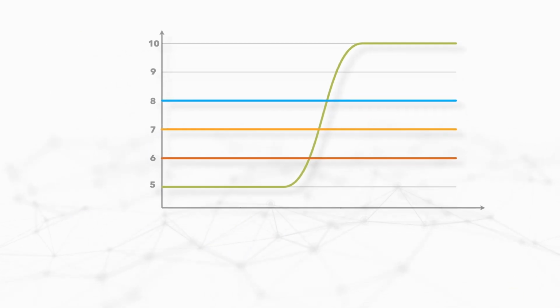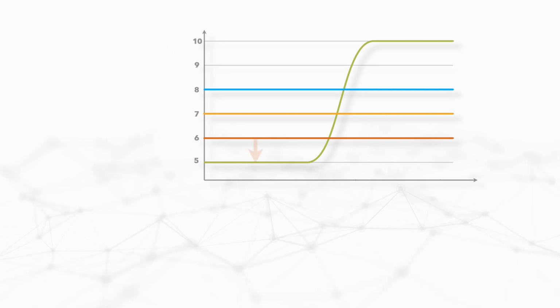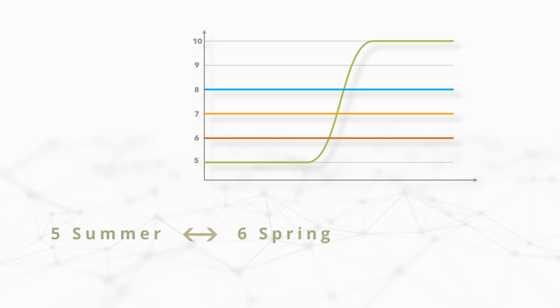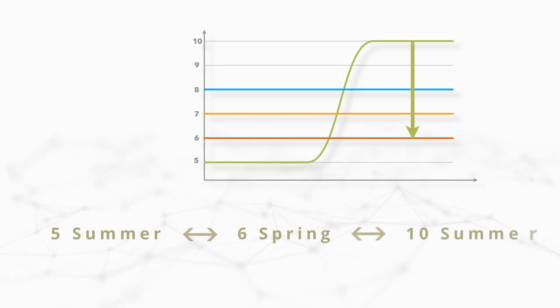Summer investors. Before June, 5 summer tokens were worth 6 spring tokens. And after the halving, 6 spring tokens are worth 10 summer tokens. An investor with 5 summer tokens who anticipated the change of seasons would have traded them for 6 spring tokens before June, and would trade those 6 spring tokens for 10 summer tokens today.